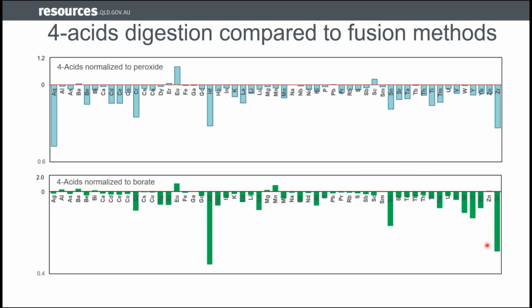It's because silver probably drops out when you use 4-acid digest due to the chloride, the Cl concentration. In other words, no matter how good you think the 4-acid digest is, there are 15 to 17 elements that are not completely digested. So to be frank, they are not the best. It is not the best.